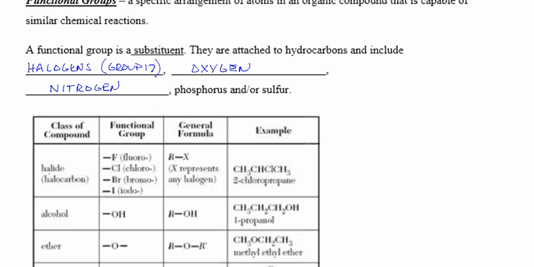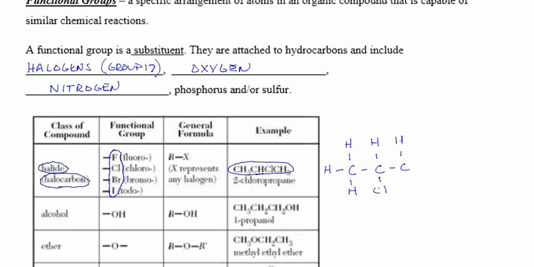What we're looking at today are the halides, which are also called the halocarbons. The halides, or halogens, are group 17. So what we're going to do is replace an H with something from group 17. So if we look at this example and we draw it out, we will have CH3 CHCl CH3.